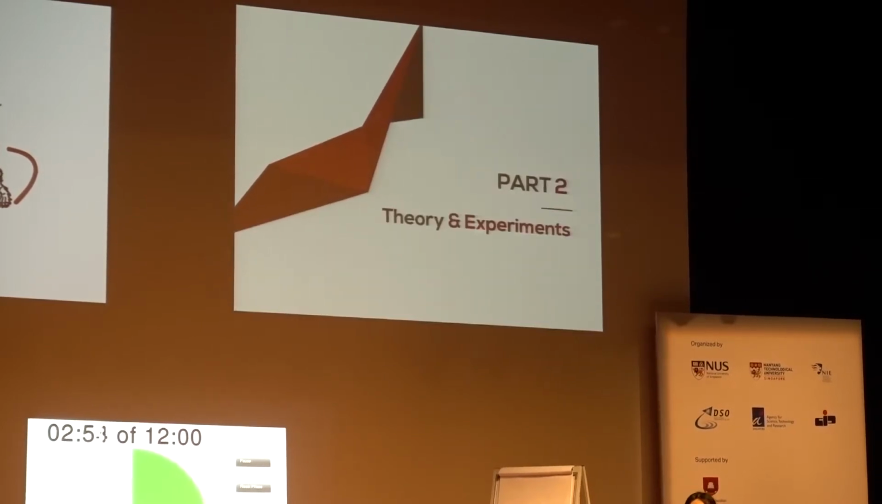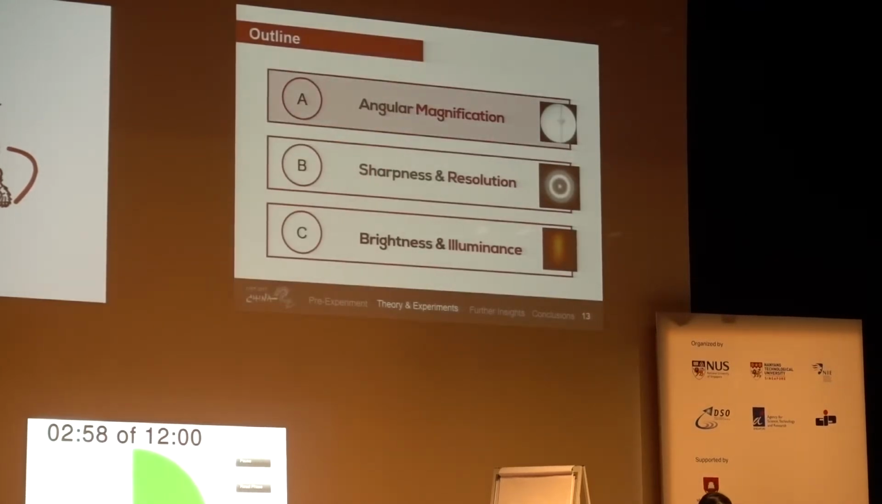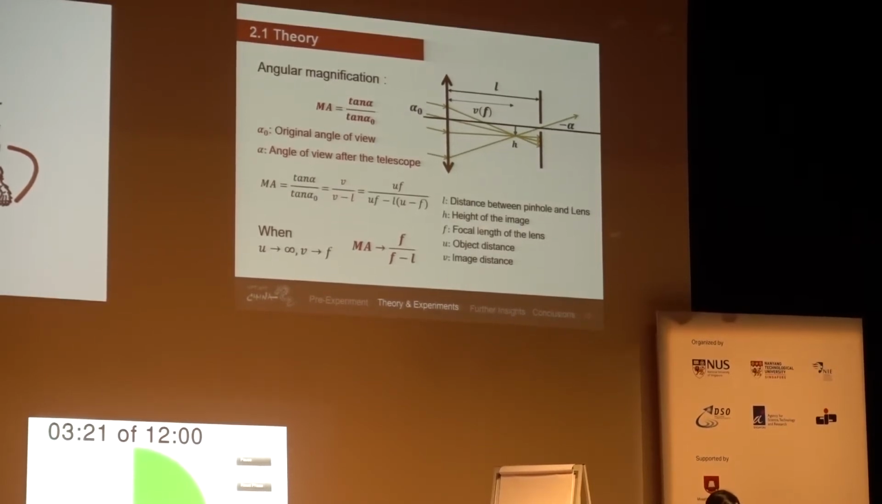So now let's move on to theory and experiment. First is the angular magnification. We adopt the angular magnification because people see things as being large or small not because of their actual size, but because of the angle of view, which is the angle at the pupil subtended by the object. Strictly speaking, one should take the tangent of that angle. According to some simple geometric calculation, we obtain that the angular magnification equals v over v minus L, where L is the length of the telescope.